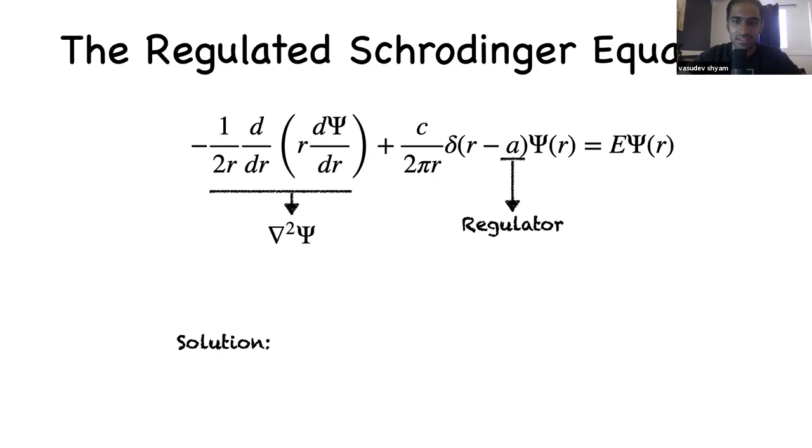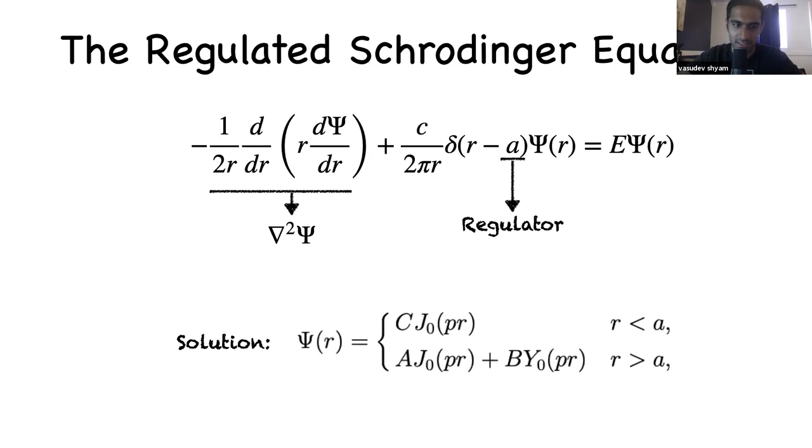Cool. Yeah, sure. So the solution is given by these Bessel functions. And again, you separate this into the regions R less than A and R greater than A. And so you have two linearly independent sets of solutions. Your task is to figure out A, B, and C. And you might be able to guess why you only need to figure out A and B or A and C. You don't need to figure out all three.